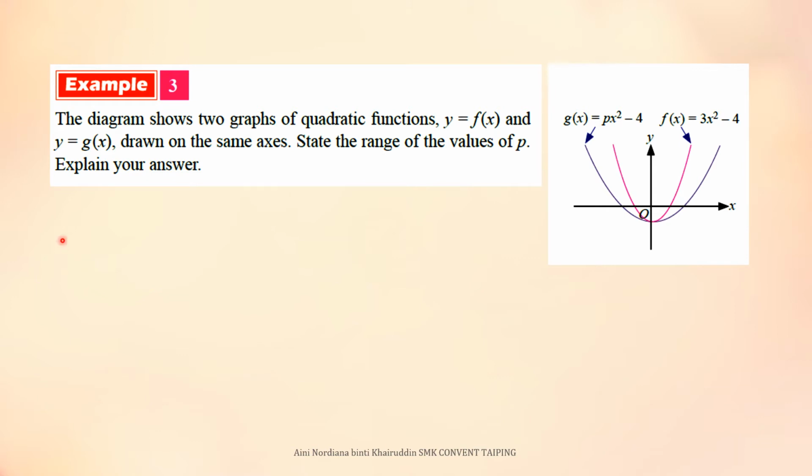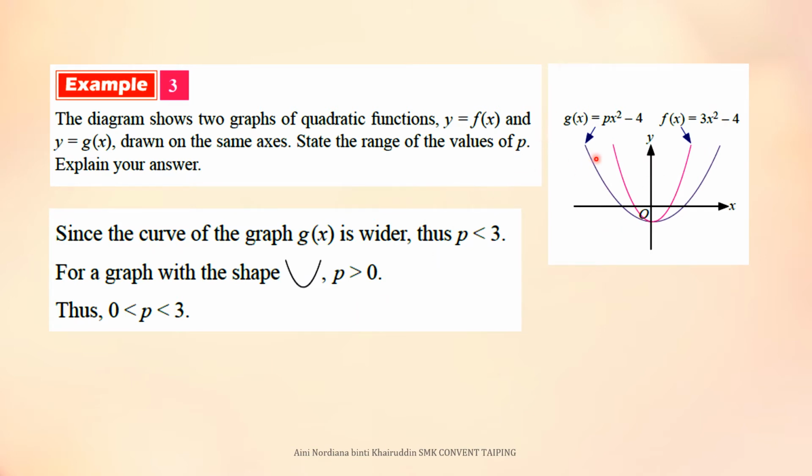Have a look at example 3. The diagram shows two graphs of quadratic functions y equals f(x) and y equals g(x) drawn on the same axis. State the range of the value of p and explain your answer. So this is g(x), this is f(x). Since the curve of g(x) is wider, thus the value of p is less than 3. For the graph with the smile shape, p is greater than 0. Thus, p is greater than 0 and less than 3. This is the range of the value of p.